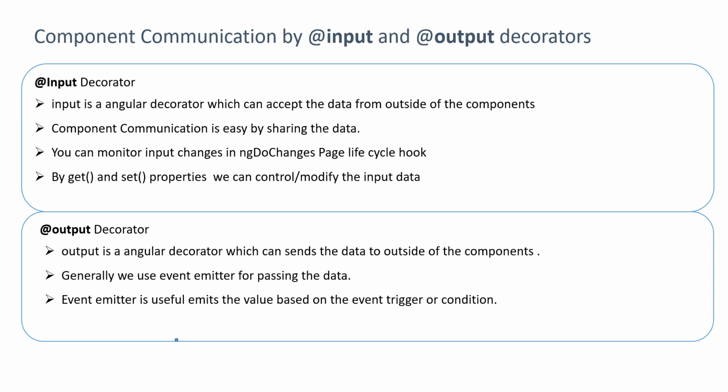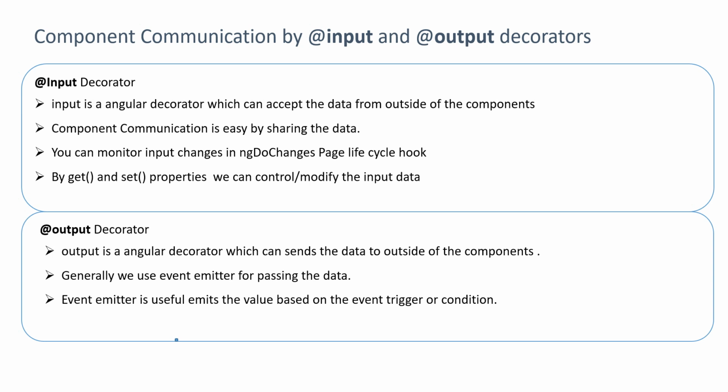very easily. If you want to see the changes made through the input decorator, you can see them by using the ngOnChanges lifecycle hook. If you want to access or control the input data, then you can use get and set properties. For the output, if we want to pass the data from one component to another component, then we have to use the output decorator.